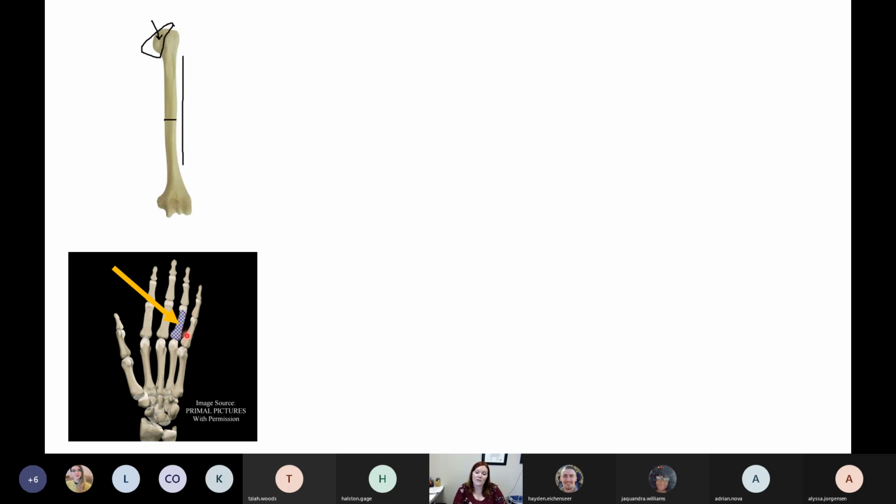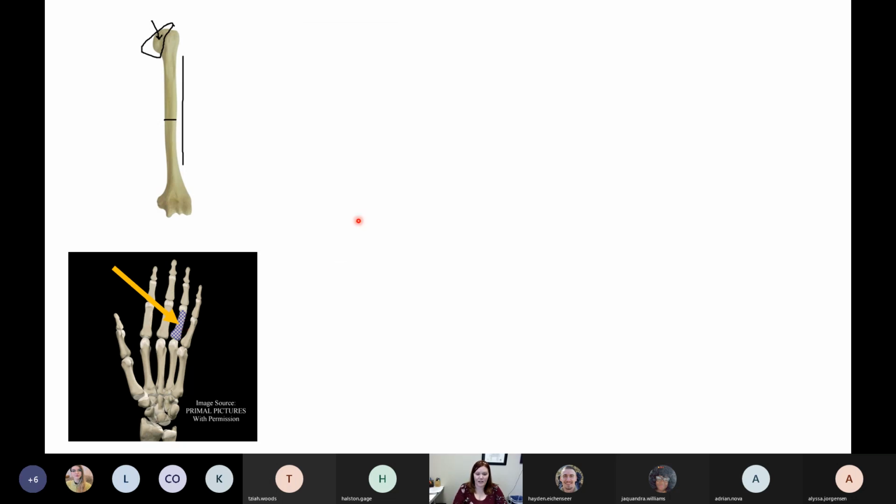Not all long bones in your body are super long, right? The humerus, very long bone. But bones like we have in our fingers as well, as long as they are longer than they are wide, they count as a long bone. So the phalanges in your fingers, the phalanges in your toes, all of those are long bones. They're longer than they are wide.